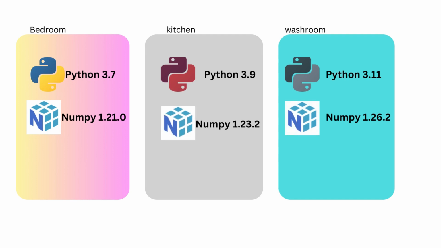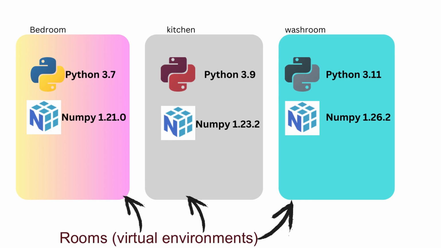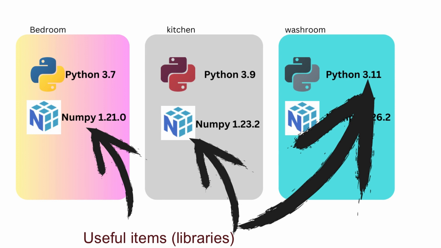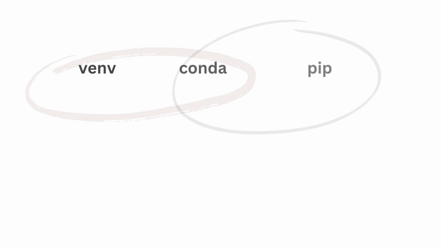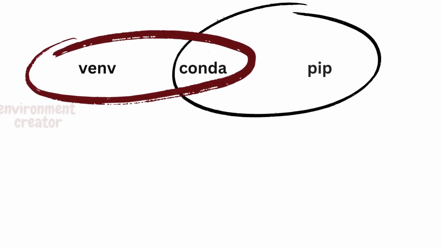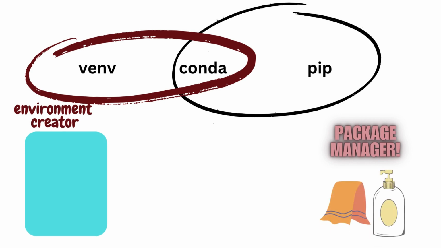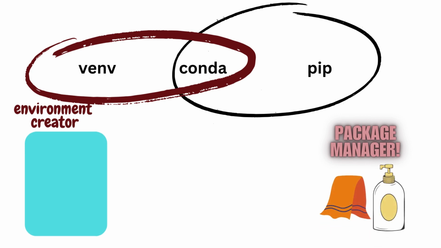But to maintain these rooms, or virtual environments, and their tools, or the libraries, we need to understand venv, conda, and pip. Venv and conda are environment creators, whereas conda and pip are package managers. So in the example of a washroom, the environment creator creates the washroom, whereas the package manager puts the towel and shampoo inside the washroom. And as you might have noticed, conda can perform as an environment creator and as a package manager.